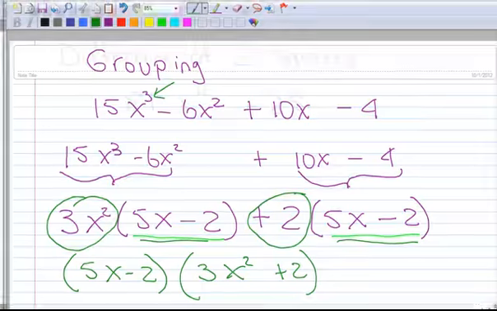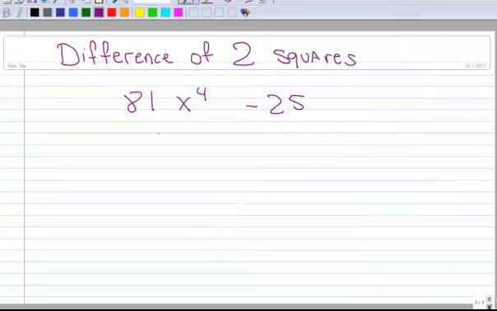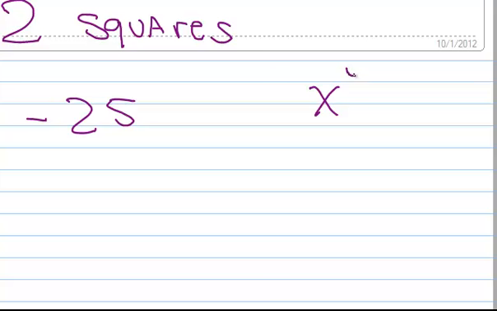All right, and let's do one more. Let's do the difference of two squares. This is a really handy technique here. 81 is a perfect square, 9 times 9. 25 is a perfect square, 5 times 5. And x to the 4th, well, I can think of my x to the 4th as x squared squared. Remember, when you have an exponent to an exponent, you multiply? So this is a perfect square.